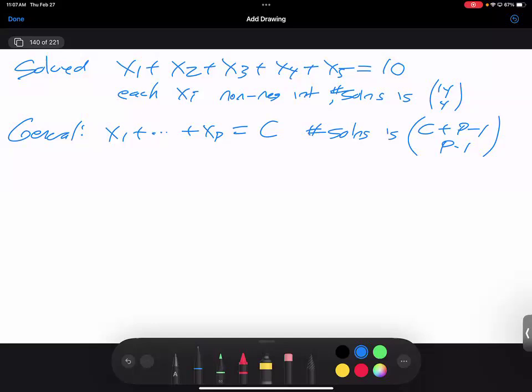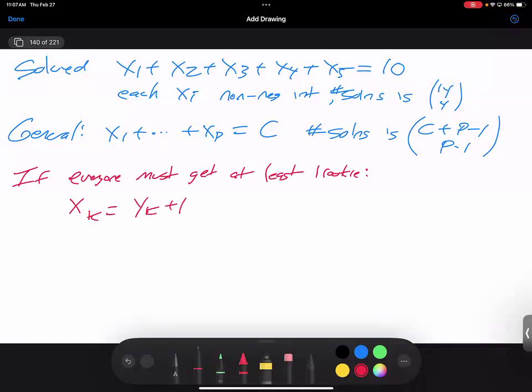If you want everybody to have at least one cookie, if everyone must get at least one cookie, you could let xk equal yk plus 1. And that reduces now to y1 plus through yp. And how many cookies are now left to distribute? It's not C. How many cookies are left? Everybody has to get at least one.